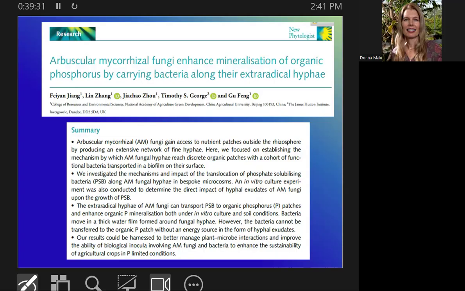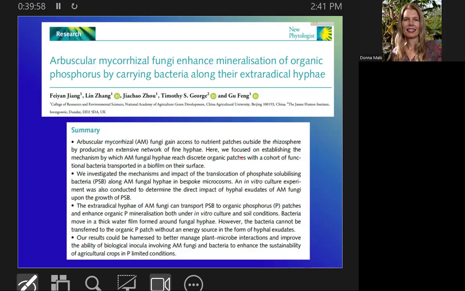And let me see if I can show you. So this is the summary of the paper. So the hyphae going out into the soil, so extraradical just means it's the hyphae going out into the soil, and transport the phosphate solubilizing bacteria to the patches of phosphorus. They move on a thick water film formed around the fungal hyphae.